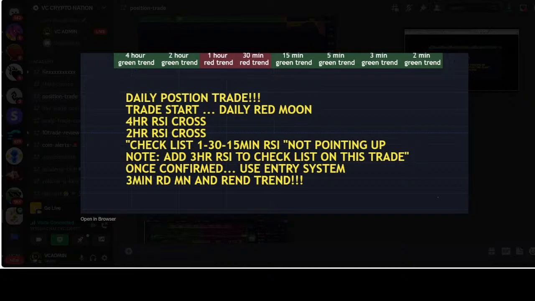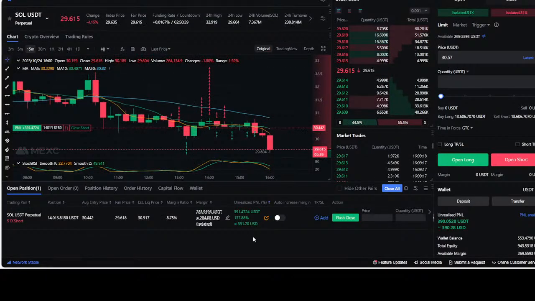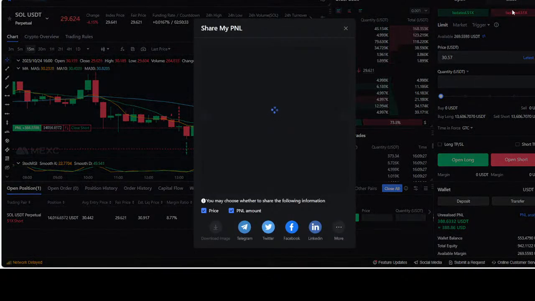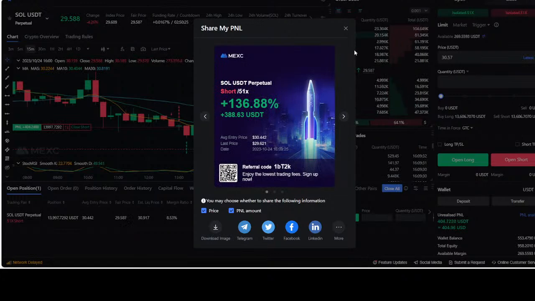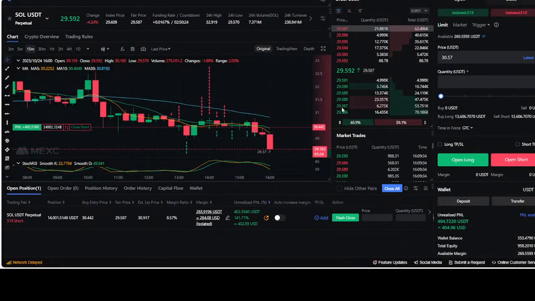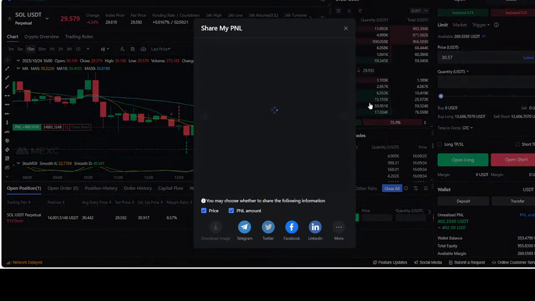So for instance, here's Solana, right? Here's a trade I'm in right here. See that? We're currently watching this fall because of the 1 hour, and we're able to take advantage of it. Let's see where it's at here. All right, so here's one trade of the week.